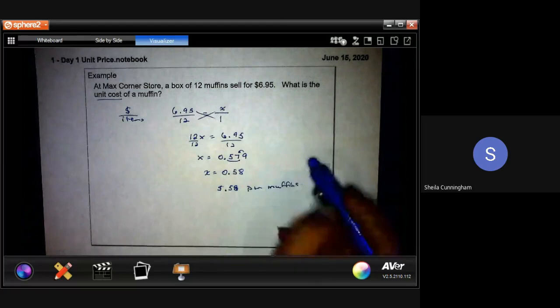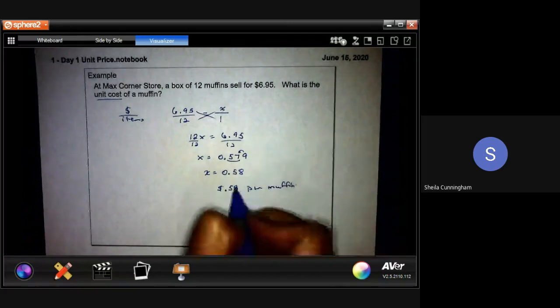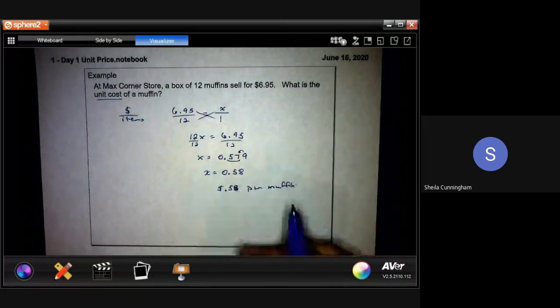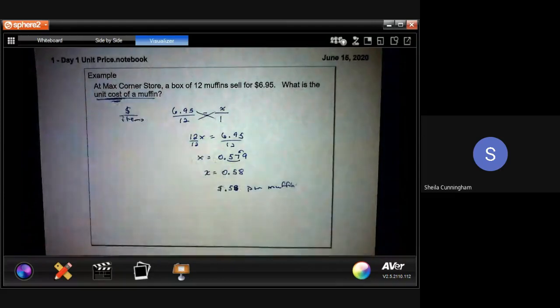Again, don't forget to make sure you have your unit measures in there. Make sure you're accounting for what your question asked for, and you can always tell what kind of unit measures you need. If you need cost, then you better have a dollar symbol in there of some sort. That's it. Now you can go ahead and practice unit pricing.